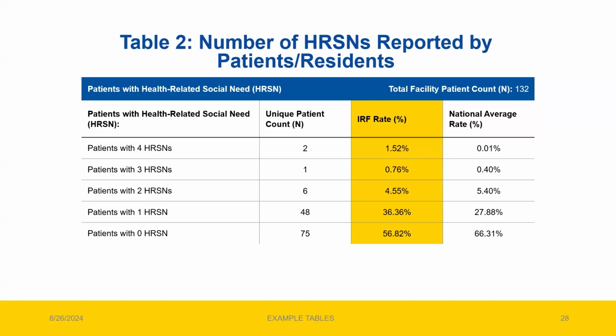0.76% of the IRF's patients screened positive for 3 HRSNs, 4.55% screened positive for 2 HRSNs, 36.36% screened positive for 1 HRSN, and 56.82% of patients did not screen positive for any HRSNs.